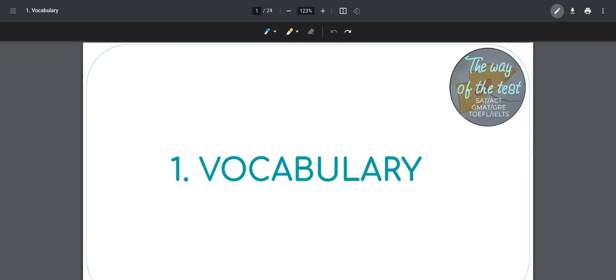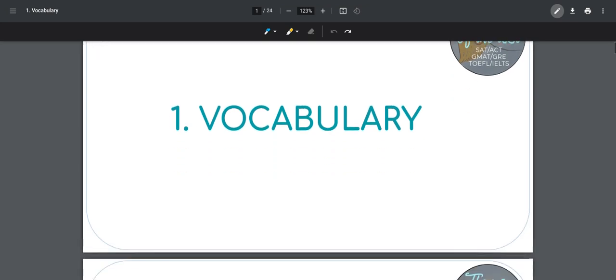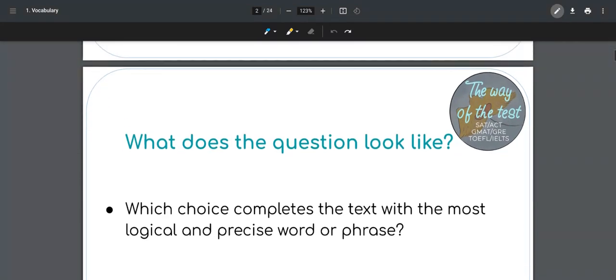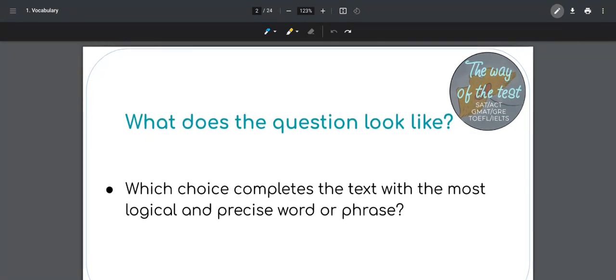Okay, we're going to see the first question type, which is the vocabulary question. So I do want you to copy the title of the vocabulary question, just put vocabulary. And we're going to see what the question looks like. You don't have to copy this.